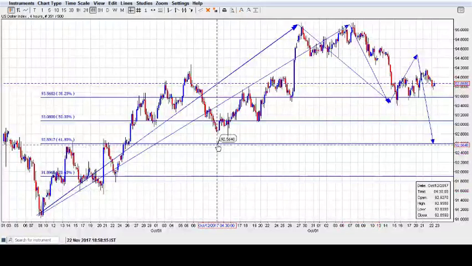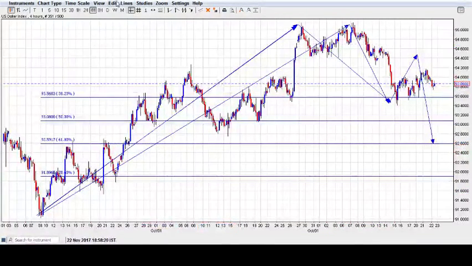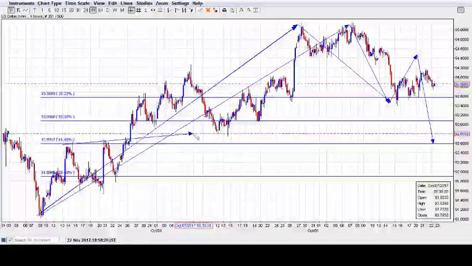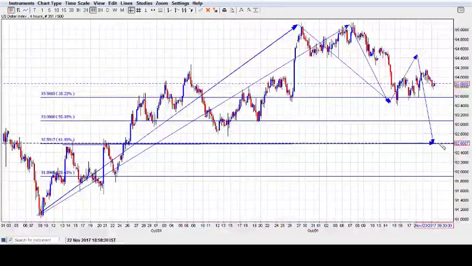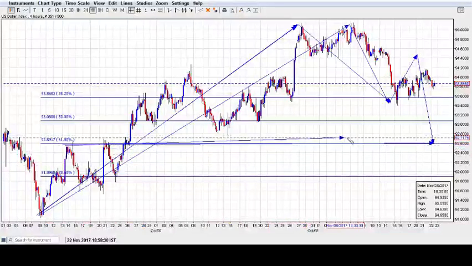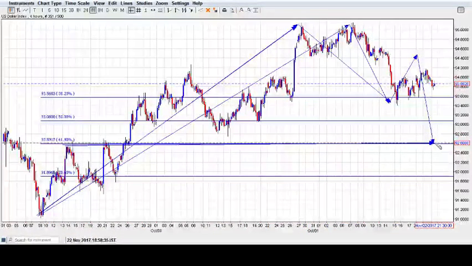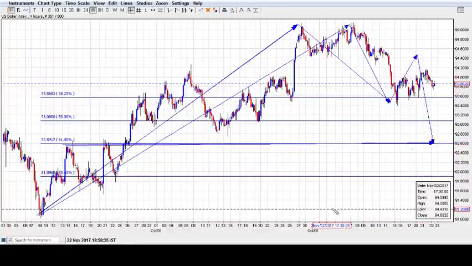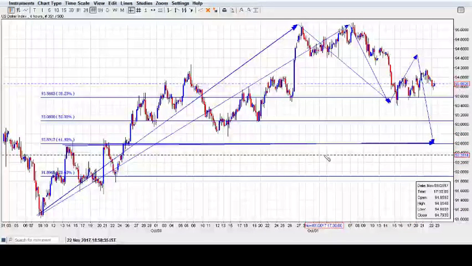9260 is the 61.8% support. Over and above that, you will also be finding a past resistance becoming future support here. So remaining short on the dollar index for now, and going forward for maybe a few weeks from now, is going to be on the beneficial side.